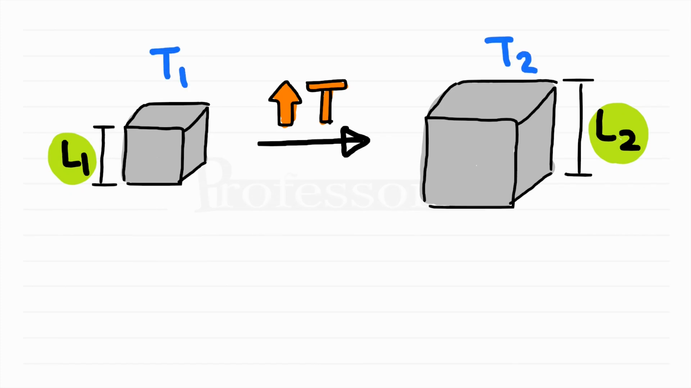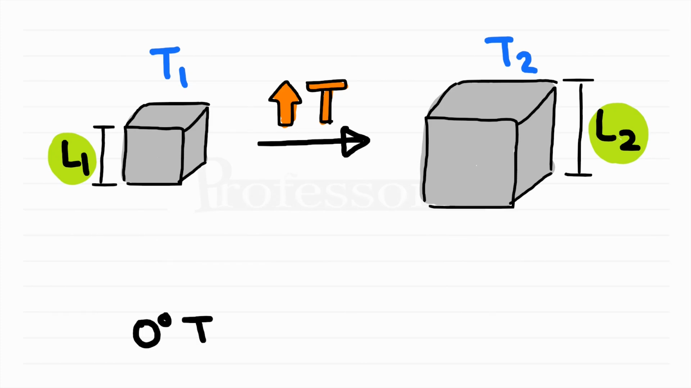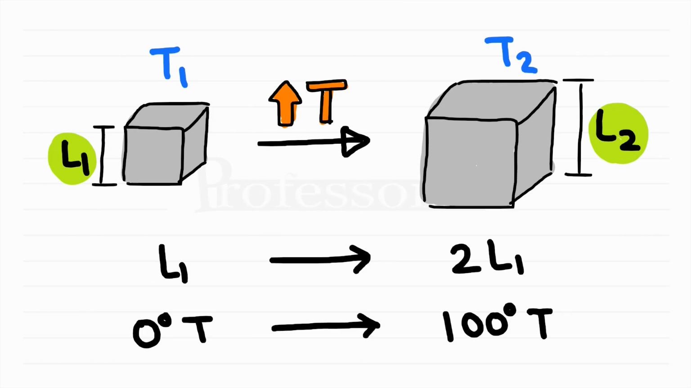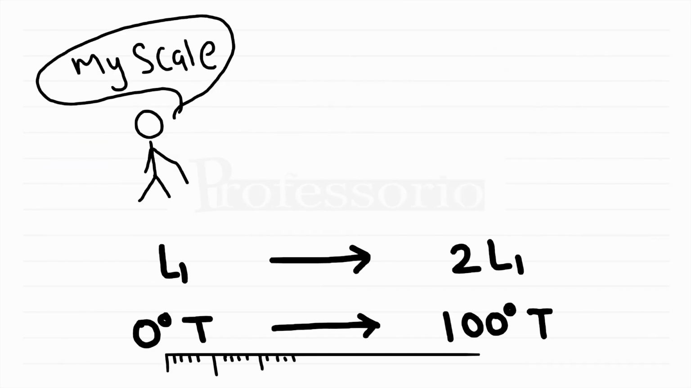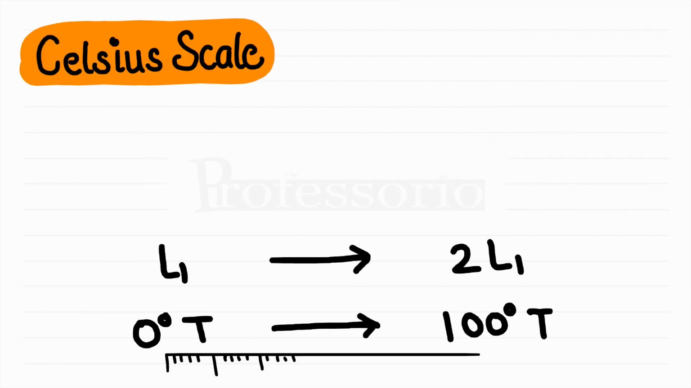We could say if its size doubles, its temperature has doubled. Or we could also say if the cube was at 0 degrees when it had its original size, and when it doubled, it is at 100 degrees. It is completely up to us. And this way, we just created a temperature scale. But this is our personal way of defining it, and not everyone might agree with it. But that's how one of our temperature scales was created, the Celsius scale.